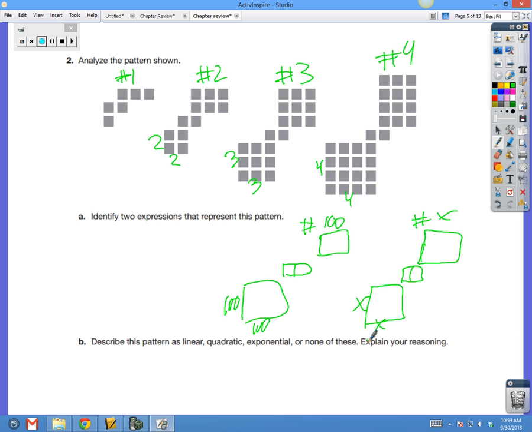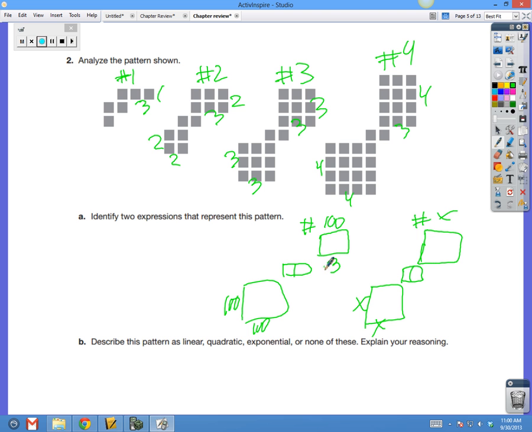Okay, these two squares are common on every piece, so let's just identify the dimensions of this top rectangle. It's 3 by 4 on the 4th. On the 3rd, it's 3 by 3. On the 2nd, it's 3 by 2. On the 1st, it's 3 by 1. How wide and tall is it on picture 100? It looks like the base never changes. It's going to be 3. The only thing that changes is how tall. It's going to be 3 by 100.